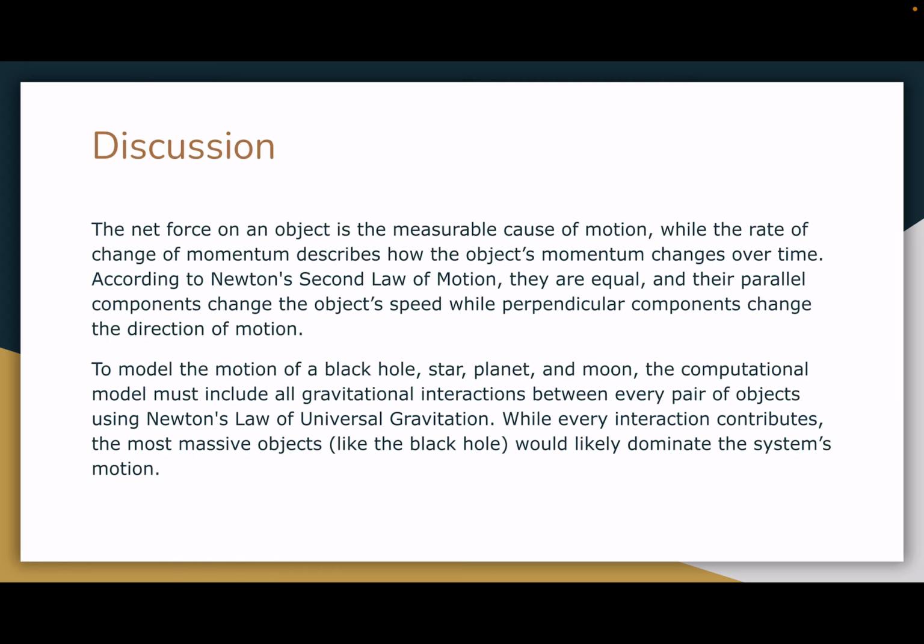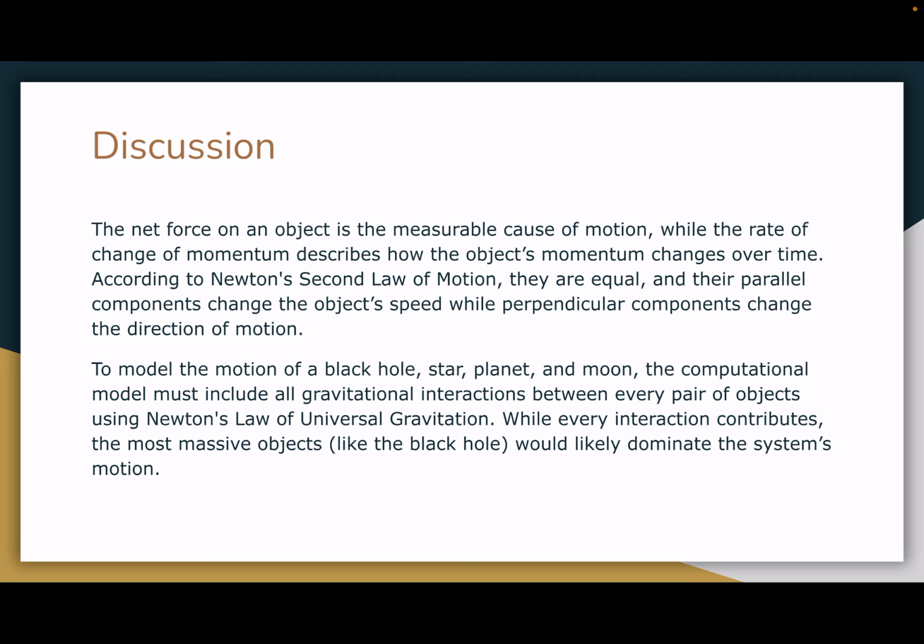And for the discussion, these are some of the answers to the discussion questions. The net force on an object is the measurable cause of motion, while the rate of change of momentum describes how an object's momentum changes over time. According to Newton's second law of motion, they are equal and their parallel components change the object's speed, while perpendicular components change the direction of the motion.